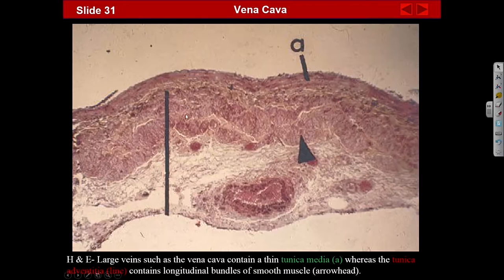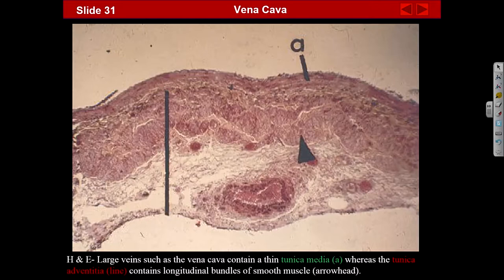This is the lumen up here. This layer here is the tunica media, and this is the adventitia, and you can see the blocks of smooth muscle in the adventitia running perpendicular to the smooth muscle of the tunica media. So that is one of the hallmarks of the vena cava type blood vessel, having smooth muscle running perpendicular in the adventitia relative to the media. Questions?